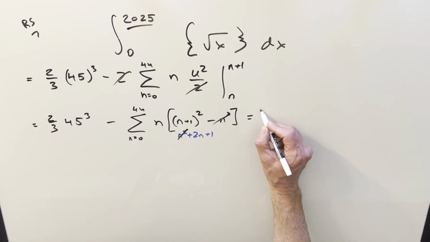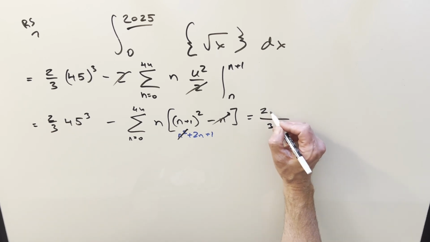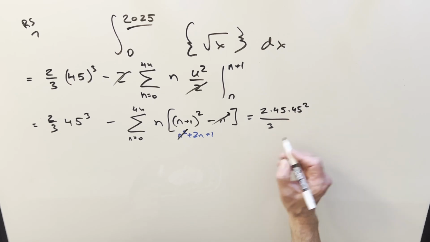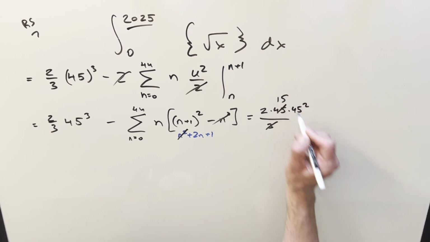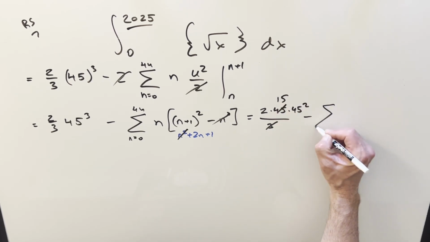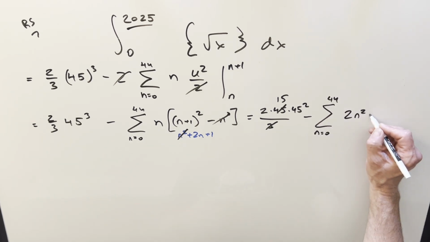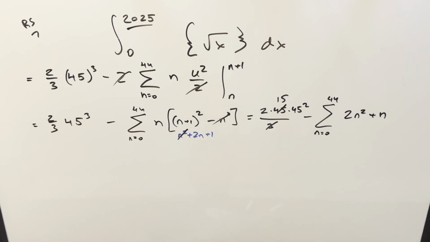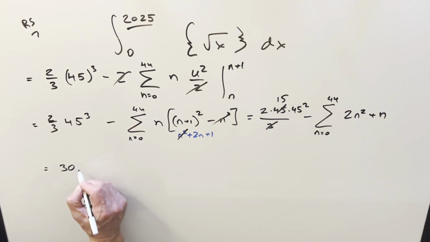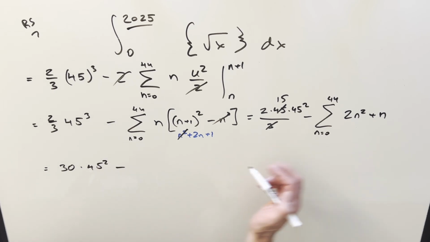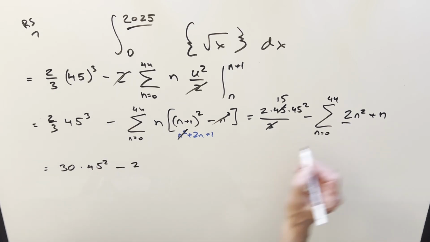Then let me actually start splitting this up. So I'm going to write this 2/3. I'm going to split out 45 times 45 squared, just so I can cancel this and get a 15 here. Then we're going to have this sum. Multiplying in the n times the 2n plus 1, we get 2n squared plus n. So now cleaning it up, 2 times 15 is going to be 30 times 45 squared. Then minus our sum. Now I can split it into two sums. So I'll bring the 2 out front.